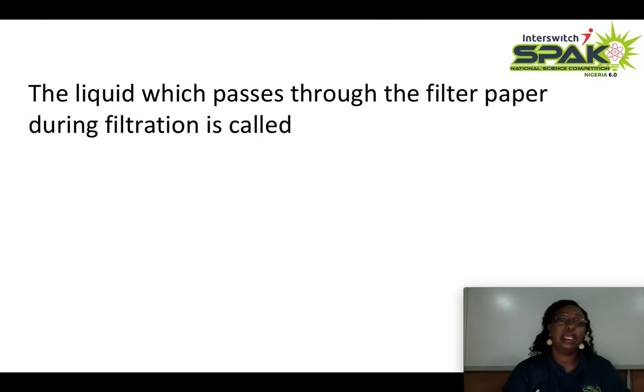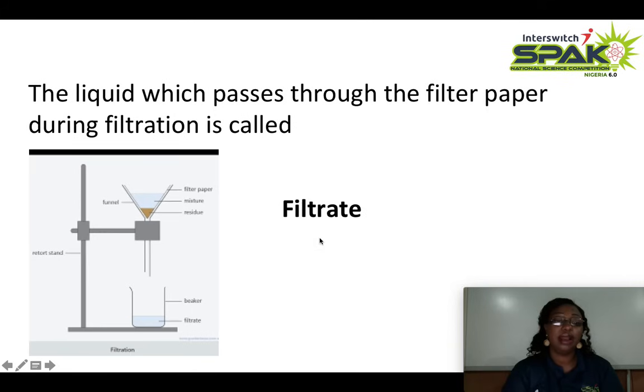The liquid which passes through the filter paper during filtration is called filtrate. That's the answer. Now let's quickly look at filtration. This is filtration, and the filtrate passes through the filter paper. The residue stays on the filter paper.